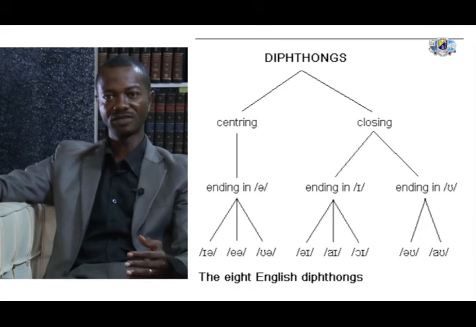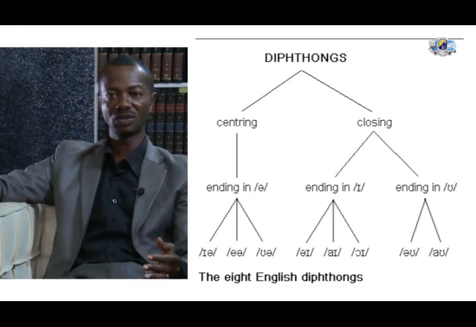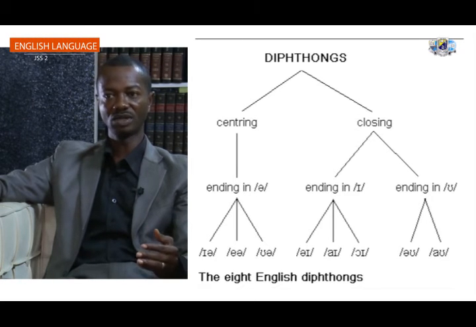Like I mentioned, the diphthong sounds have 2 categories, the central diphthongs and the closing diphthongs. By way of recap, the central diphthongs are those that end with schwa, and the closing diphthongs have 2 categories, those that end with E sound and those that end with the U sound.